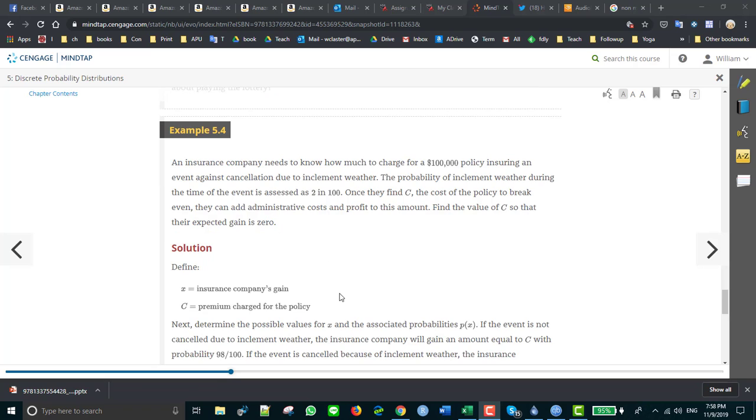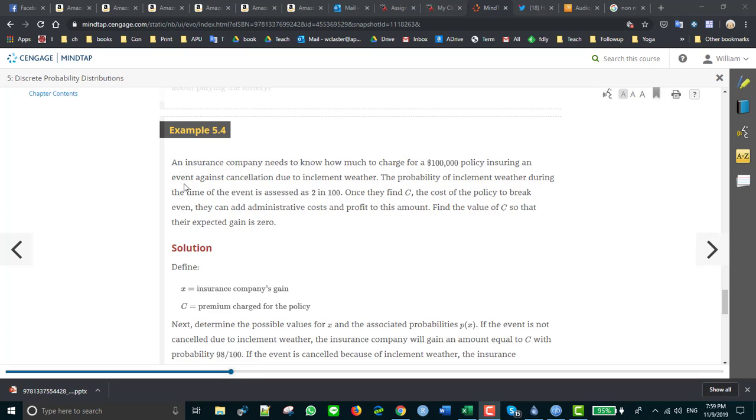Okay, one more example here. An insurance company needs to know how much to charge for a $1,000 policy. And that policy insures against cancellation due to inclement weather. So there's some kind of event, maybe it's a music concert, and the company that's sponsoring the concert wants to buy some insurance, because if they're going to sell a lot of tickets, they're going to have to pay back all those tickets if there's bad weather, so they're trying to get insurance on this.